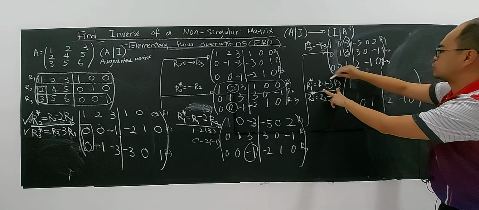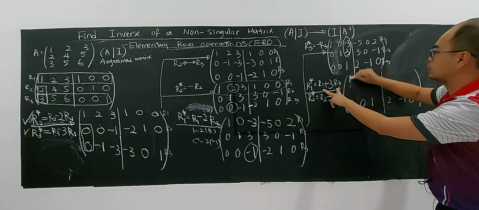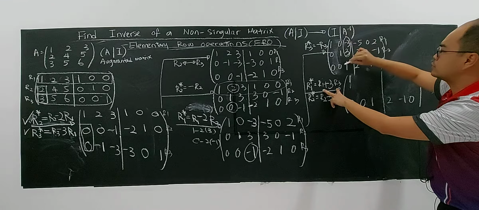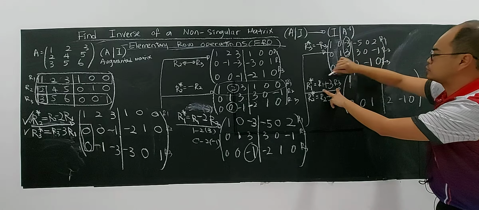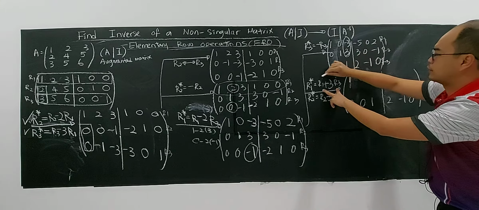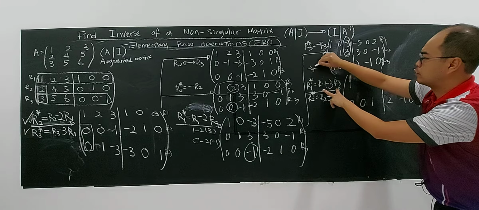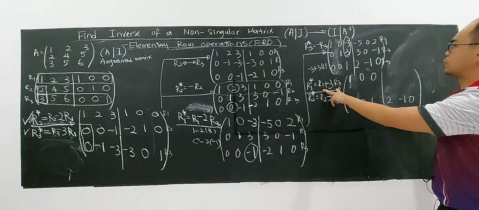So for this one, it's between row 1 and row 3, at 1 and 0. So 1 plus 3 times 0, you have 1. Now go for 0 and 0, row 1 and row 3. 0 and 0, you have 0, right? For negative 3 and 1, negative 3 plus 3 times 1, of course you will get 0 here, right?